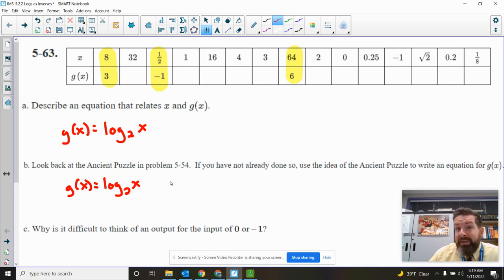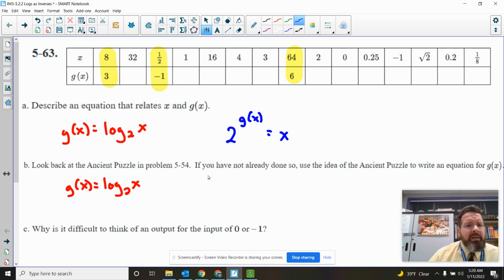Now, that's not the only way that you could write this, right? You could write that if I take 2 to the power of g of x, that then gives me the x value I started with. So here in red and here in blue, these express the same relationship. The one in red is just in a more traditional function notation format, but both of those would be okay there.